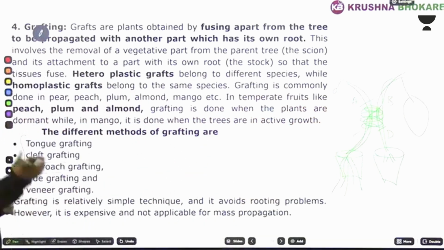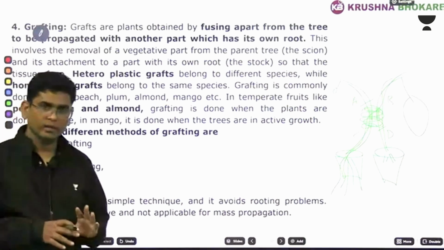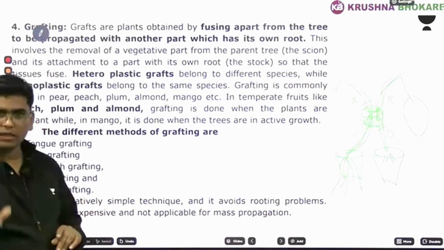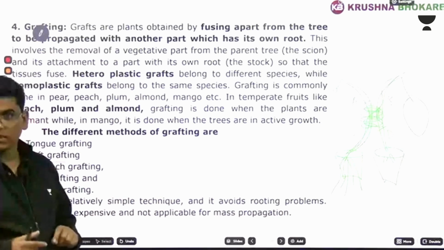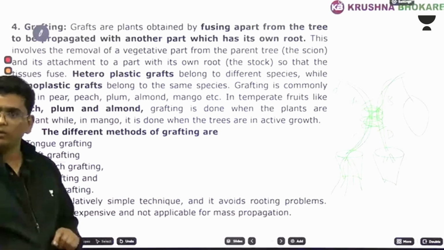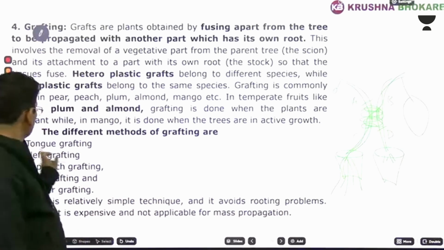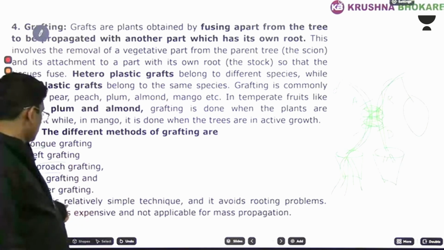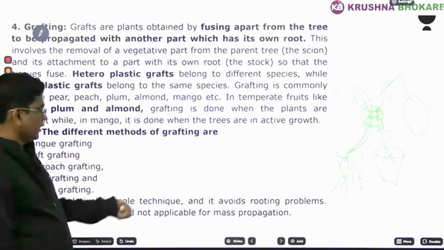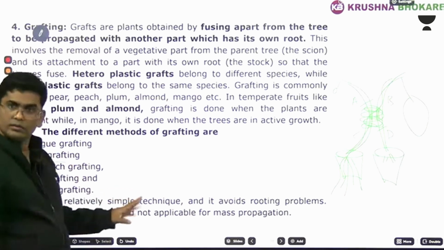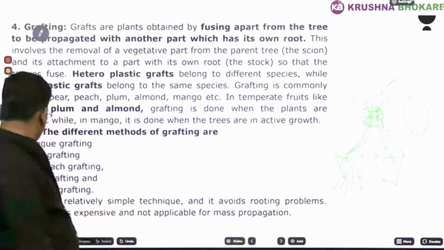क्लेफ्ट ग्राफ्टिंग में ऐसे होता है, पूरी ब्रांच लगा देते हैं, नॉट द बड. ग्राफ्टिंग एंड बडिंग इज ऑलमोस्ट सेम. इन बडिंग buds are used, in grafting branches are used, but not बिगर ब्रांचेस, स्मॉल ब्रांचेस, ठीक है. टंग ग्राफ्टिंग, वीनियर ग्राफ्टिंग है ना. Grafting is a relatively simple technique and it avoids the rooting problem. No rooting is required, है ना.